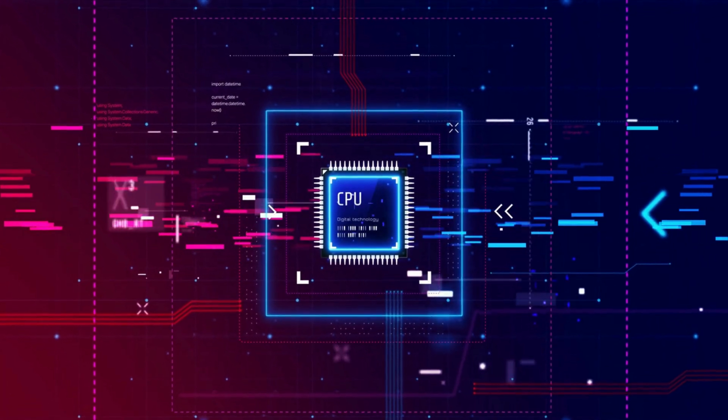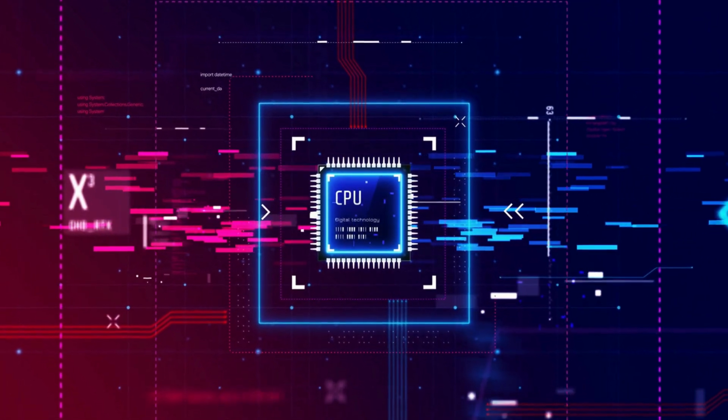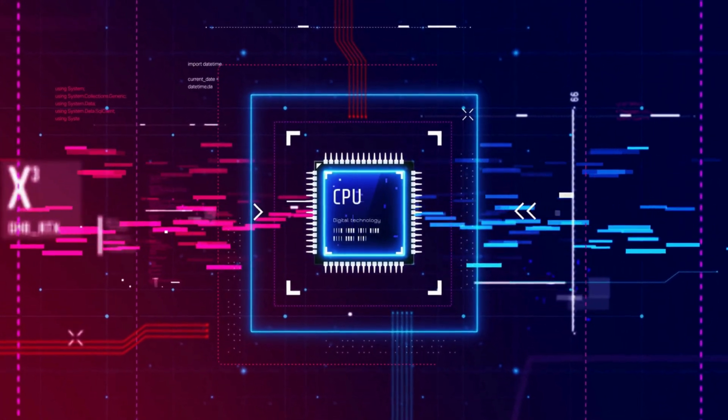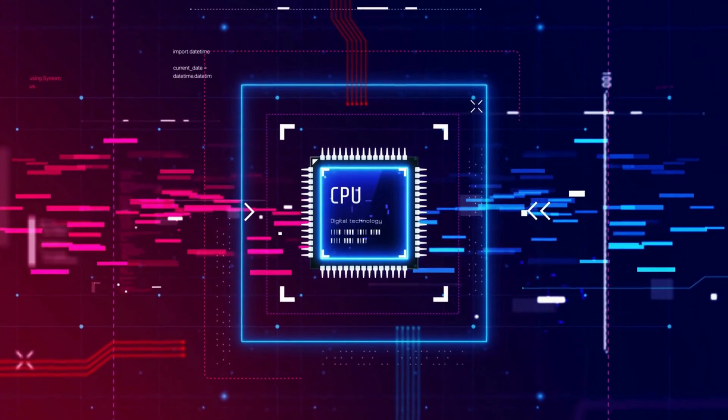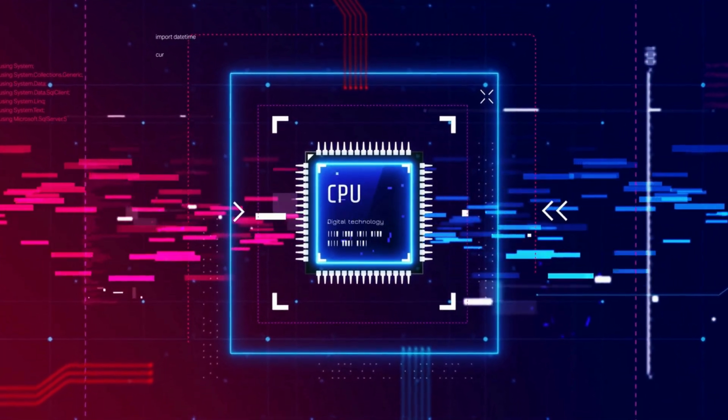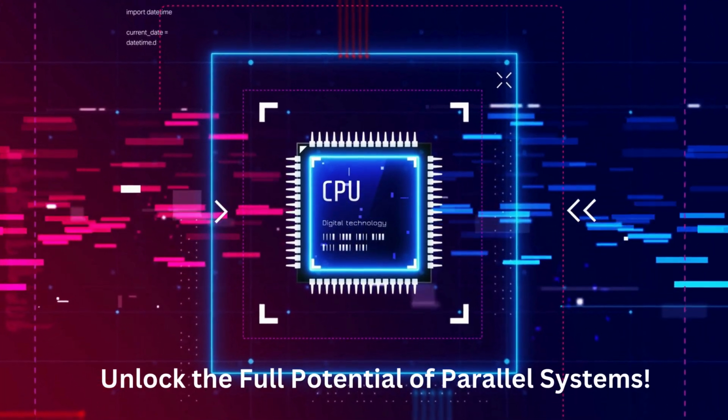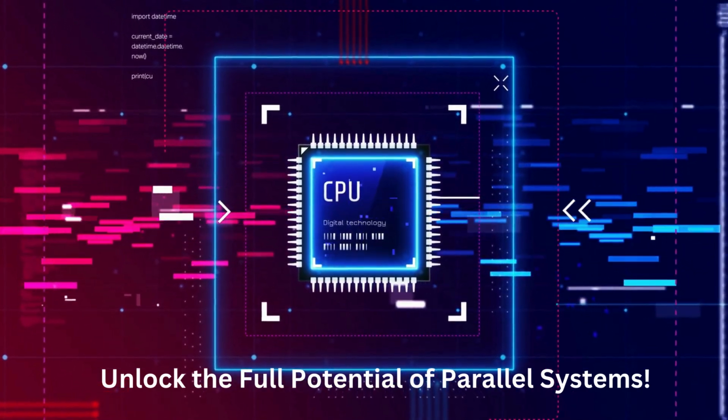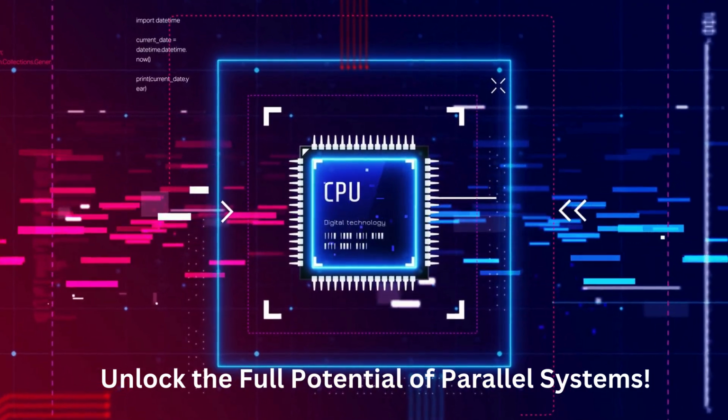Cache thrashing might seem like a technical detail, but in parallel computing, it's a make-or-break factor for performance. By identifying and addressing cache inefficiencies, we can unlock the full potential of parallel systems, optimize your code, and take control of your computing power.